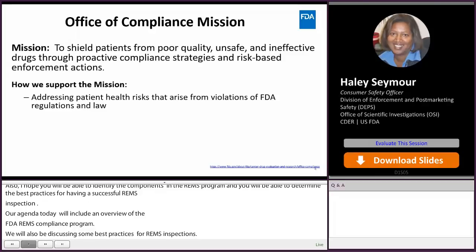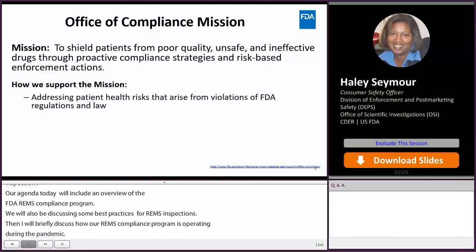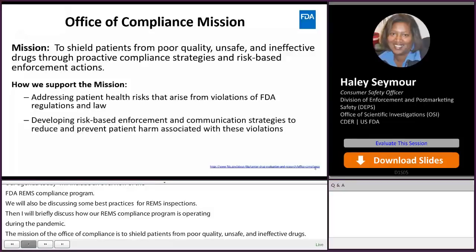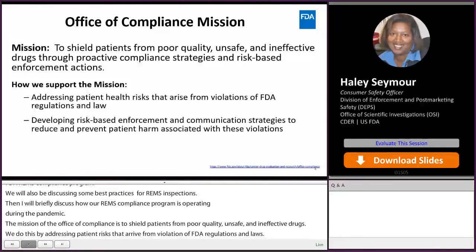The mission of the Office of Compliance is to shield patients from poor quality, unsafe, and ineffective drugs. We do this by addressing patients' risks that arise from violation of FDA's regulations and laws. We develop risk-based enforcement and communication strategies and ensure that drugs that we approve have reliable evidence of safety and effectiveness by ensuring drugs meet post-market safety requirements.